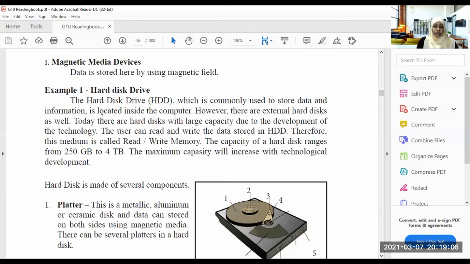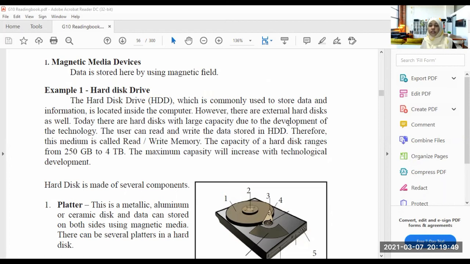The hard disk drive or HDD, which is commonly used to store data and information, is located inside the computer. Normally, these hard disks are located inside the computer, however there are external hard disks as well. Today there are hard disks with large capacity due to the development of technology. So when the technology develops, the capacity of the hard disks also increases.